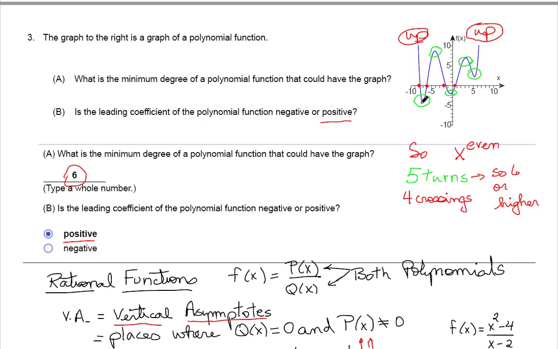How many turns? 1, 2, 3, 4, 5. So let's see, what minus 1 is 5? Well, that has to be 6. So the minimum degree is 6. All right, so that gives us what we know, a little bit anyway, about polynomial functions.